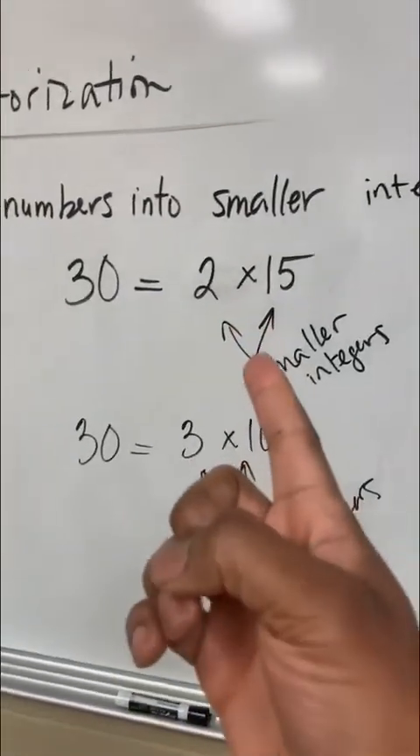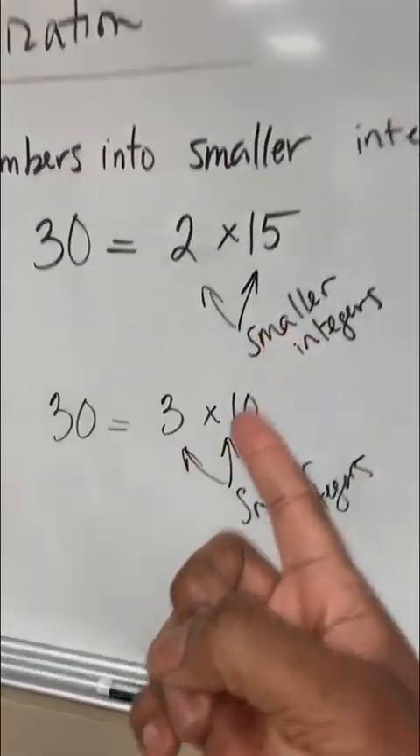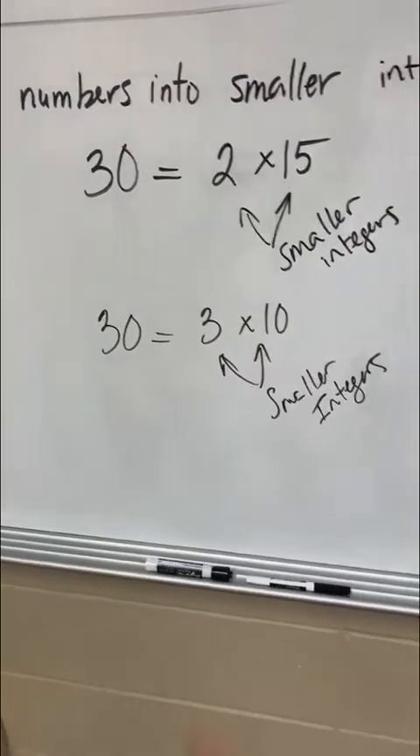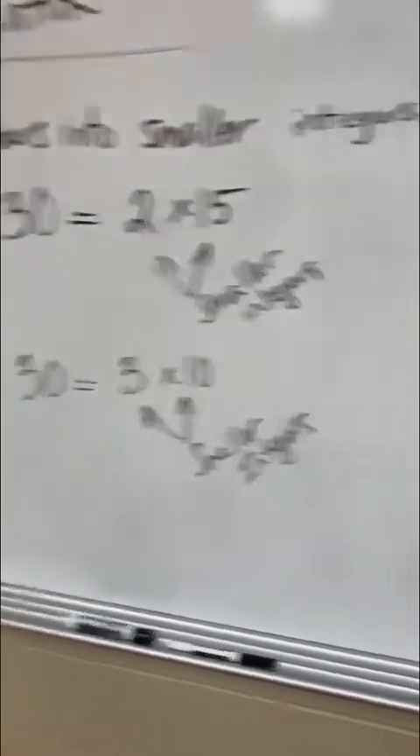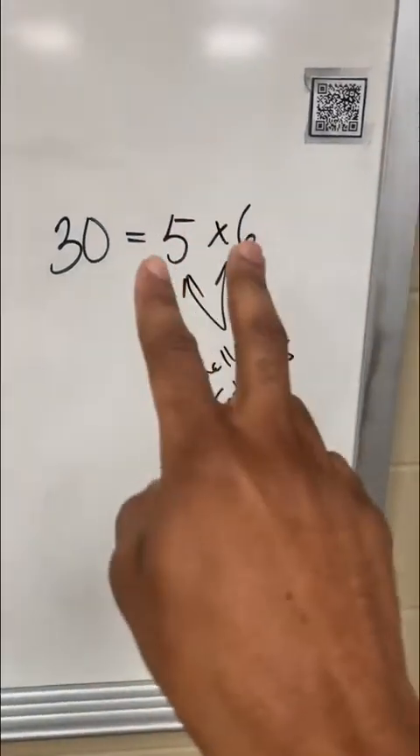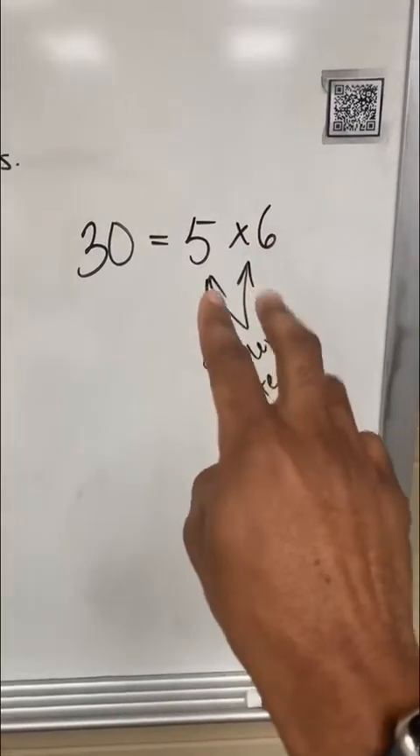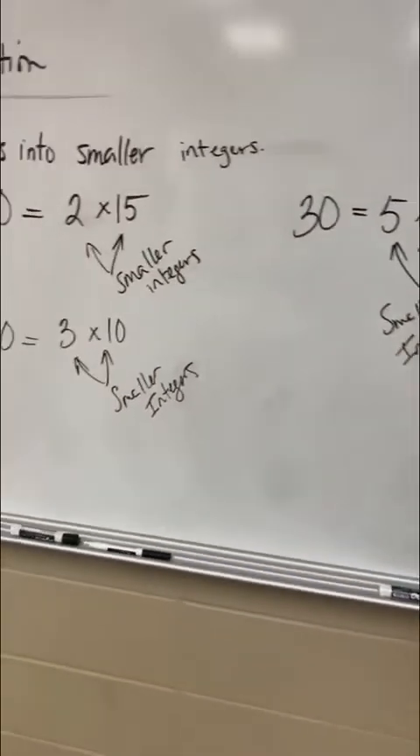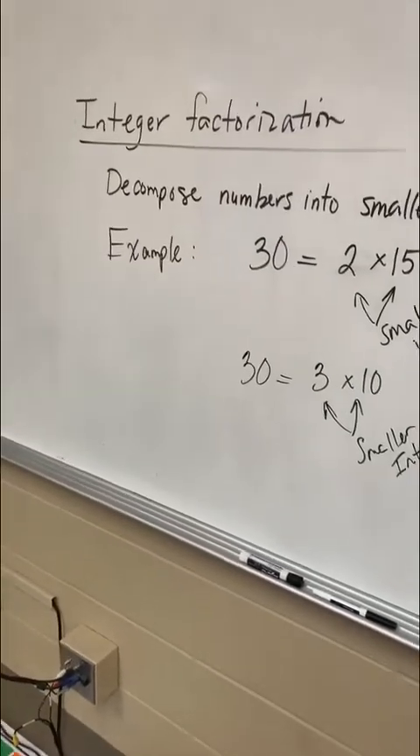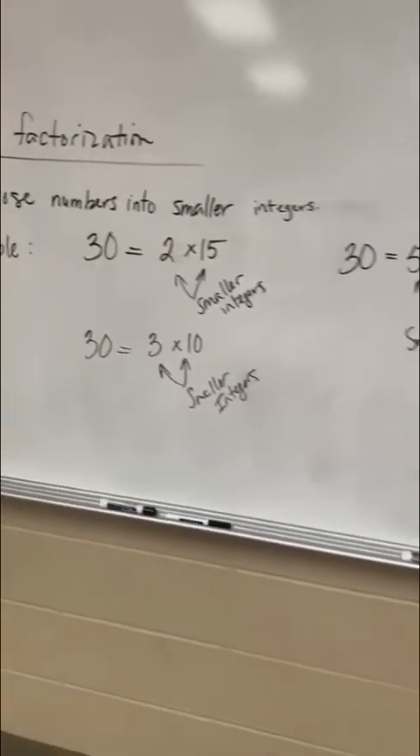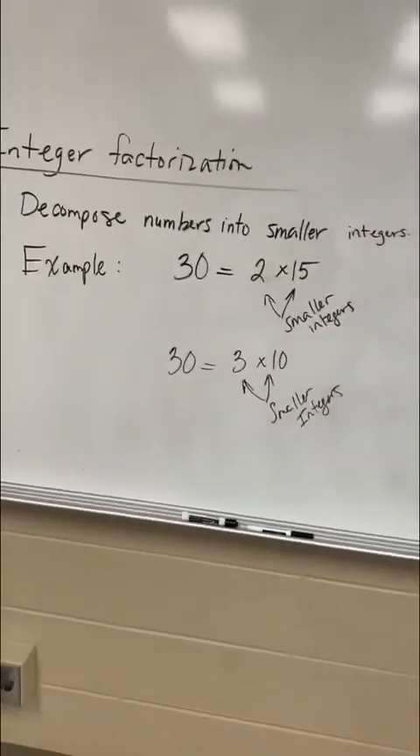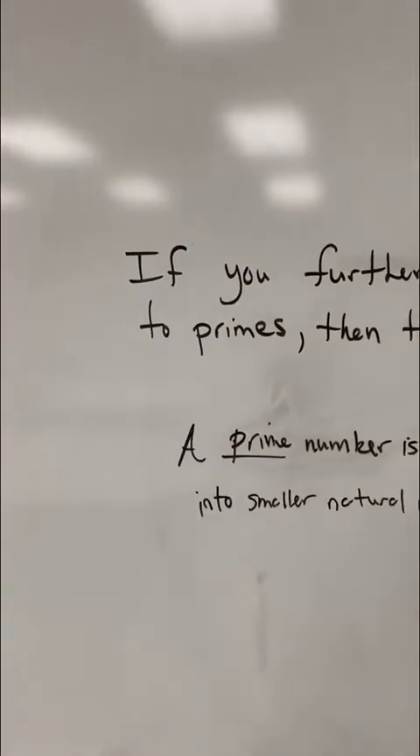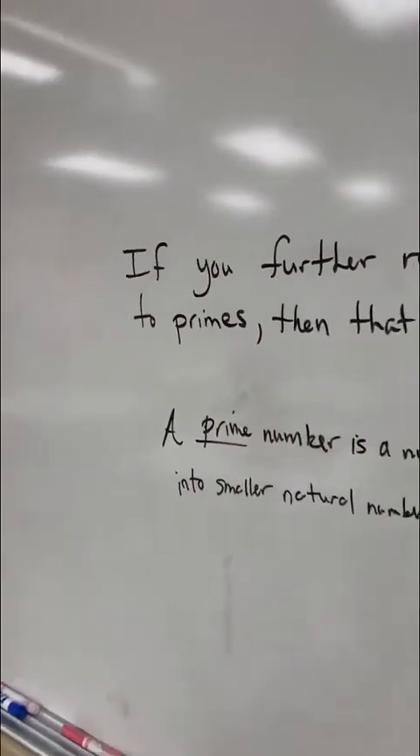Now, there's more than one way we can do this integer factorization. We can do 3 times 10. These two are still smaller than 30, but when you multiply them, you still get 30. Or we can do 5 times 6. Once again, 5 and 6 are smaller than 30, and these are integers you can still multiply to get 30. So this is what we call integer factorization, when you are able to break down numbers into their factors. And this is where we start building up to the Fundamental Theorem of Arithmetic.